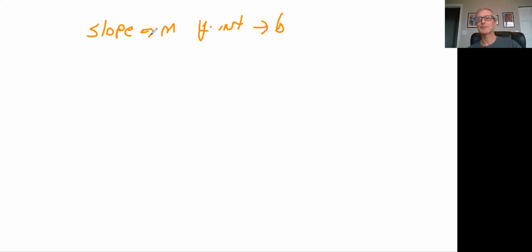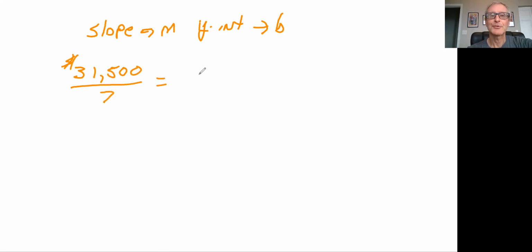Well, the way it works is that every year you could depreciate a certain portion of the vehicle. And depending on the way that depreciation is set up per year, will give you the slope. In this case, we have 7 years. So what you do is you take the value of the vehicle and you divide it by 7, and you see here you would get $4,500 per year.